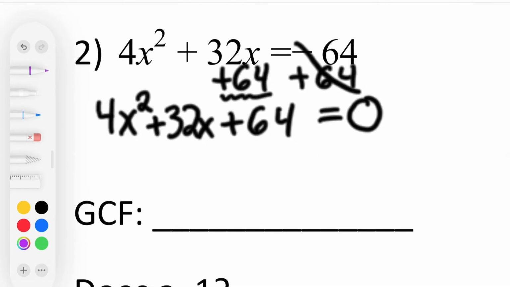Now that we have one side equal to 0, we can ask ourselves, is there a GCF between 4, 32, and 64? Yes, there is. It is 4. Make sure as you are going through these, you get the greatest common factor, not just a factor. If you only take out a 2, then you're going to get some funky magic numbers in trying to solve it.